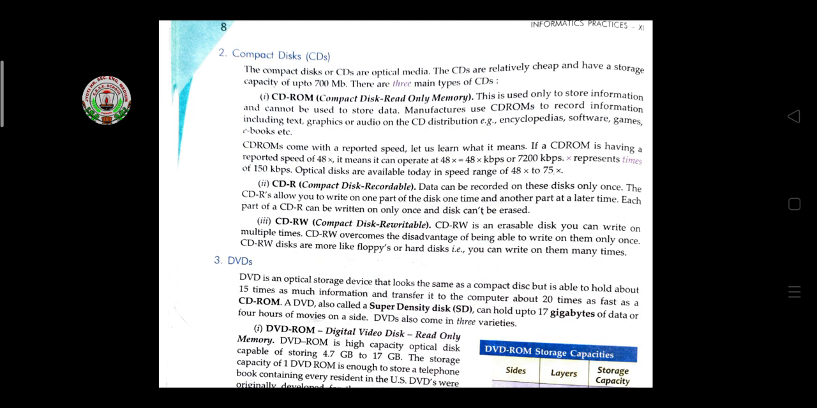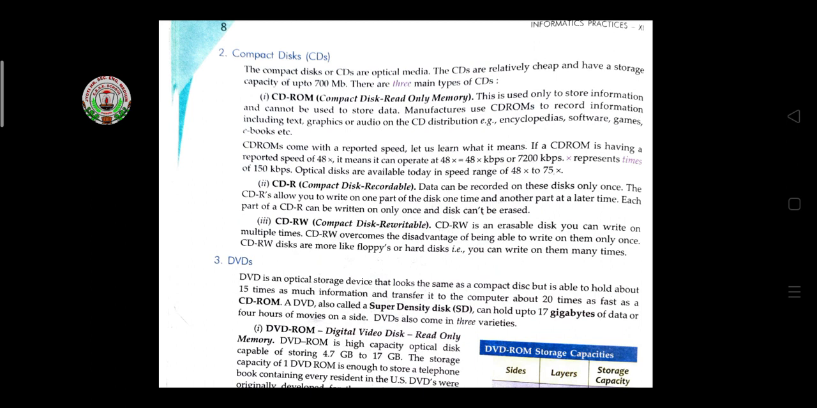Then CD-R, recordable, can be recorded on only once. CD-R allows you to write on one part of the disk one time and another part at a later time. Each part of a CD-R can be written only once and the disk can't be erased. In CD-R, once you have recorded the data, you are not supposed to record again on a recorded area, and you are not able to erase that data either. Then CD-RW means rewritable.